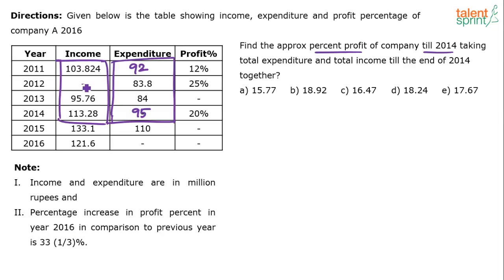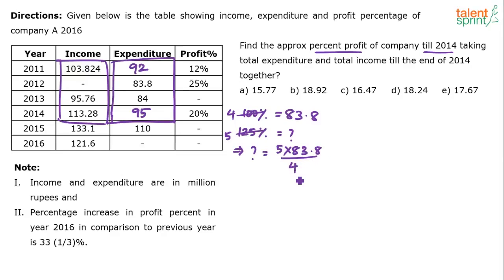Let's do the income of 2012. See, the profit in 2012 was 25%. So income should be 125%. 100% is 83.8. It's the same calculation, there's nothing new about it. 125% is equal to what? So basically, the answer will be 125 into 83.8 by 100. So it's like 5 and 4. This can be taken as 5 parts and this as 4 parts directly. So 5 into 83.8 divided by 4.